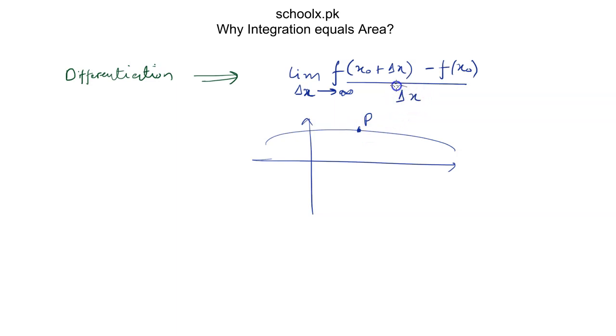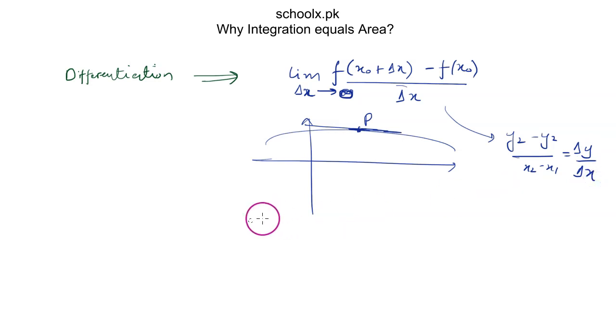If delta x is brought closer to 0, your tangent will lie exactly on this point, right? This also corresponds to the formula y2 minus y1 over x2 minus x1, right? This is delta y over delta x.